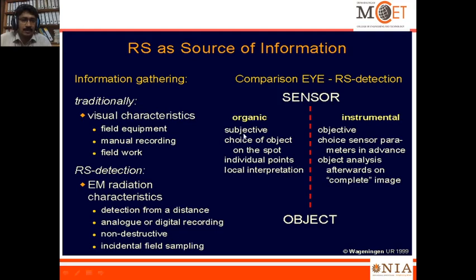The eye is organic, subjective, with choice of the object on the spot, individual point, local interpretation. Remote sensing is instrumental, objective, with choice of sensor parameters, advanced object analysis afterwards on the complete image. The instrument keeps on clicking the images and storing them, whether or not there is interest in a particular spot. But the eye, where we look, it senses. That is the difference. Here the instrument, wherever it rotates over the globe, records. That is the difference.